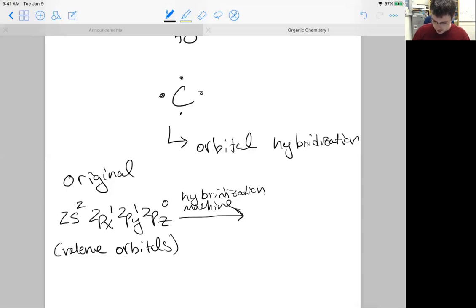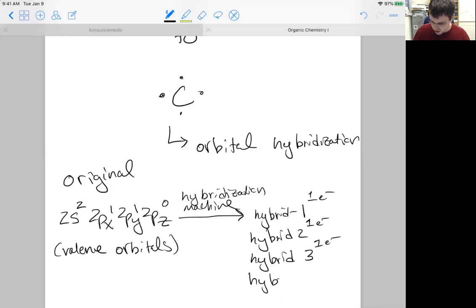Hybridization machine, we're going to get hybrid 1, and we're going to put 1 electron in it. Hybrid 2, we're going to put 1 electron in it. Hybrid 3, we're going to put 1 electron in it. And hybrid 4, we're going to put 1 electron in it.